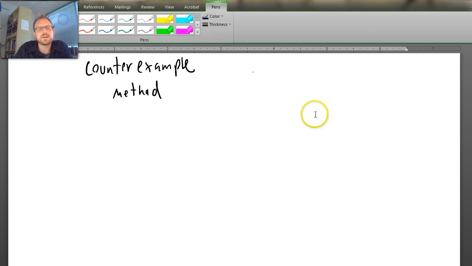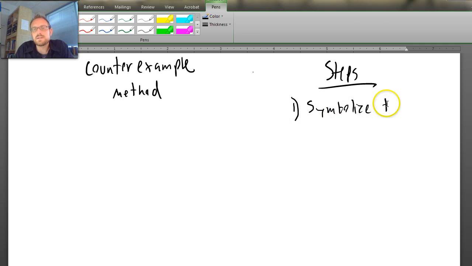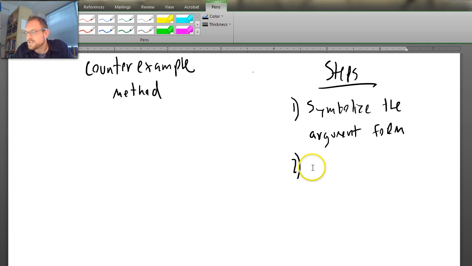So what exactly is the counterexample method, right? Well, essentially, to remind yourself, it takes three different steps. The first is to symbolize your argument. Symbolize the argument form. Now, that's not too difficult because most of the problems you get, we're going to give you the symbolic form to begin with if you're going to do a counterexample method. But first, the basic step is to symbolize the argument form, right? Two is then, in terms of predicate logic, what we're going to do is put it in ordinary language.